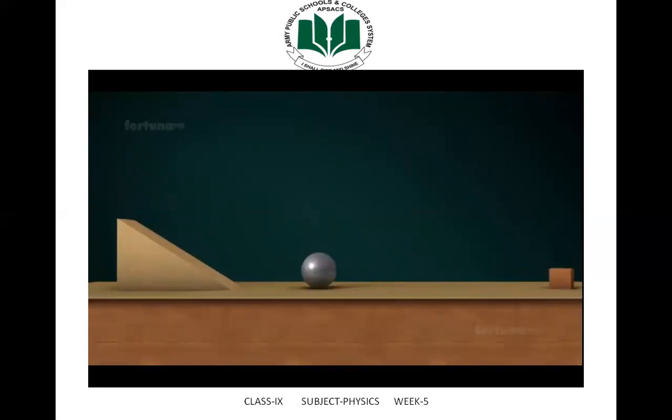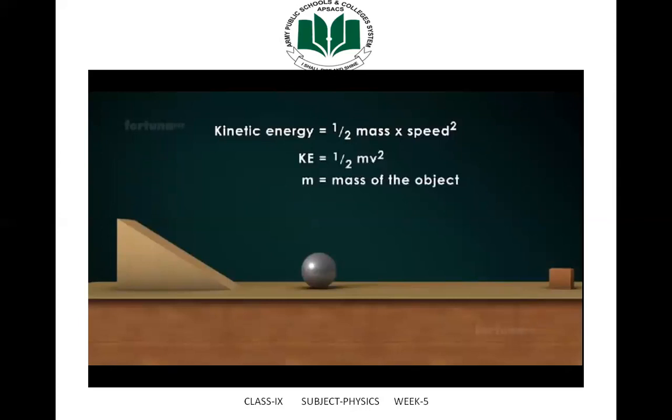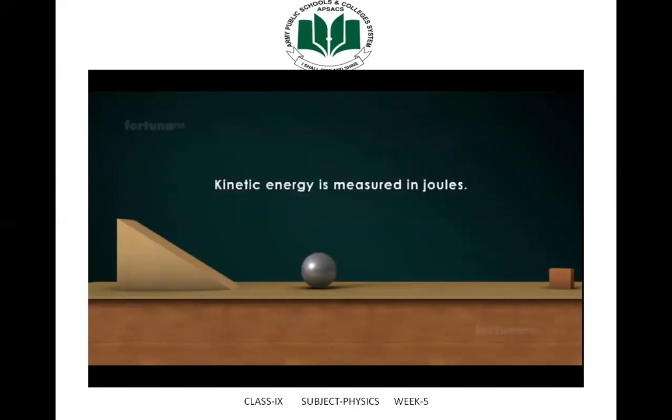If we apply an equation to what we have seen, we would say that kinetic energy is equal to half the mass multiplied by the square of the speed. This can also be written as kinetic energy is equal to half mv squared, where m is the mass of the object and v is the velocity. Kinetic energy is measured in joules.